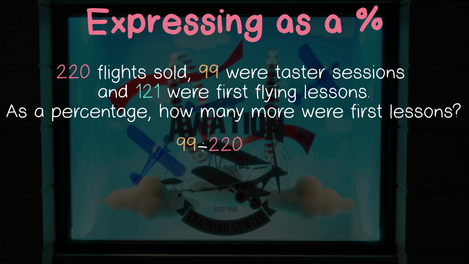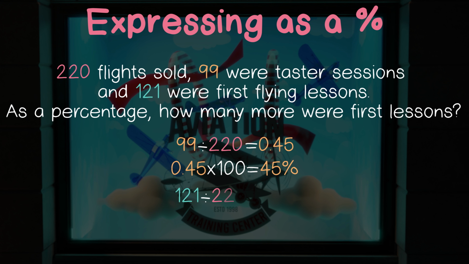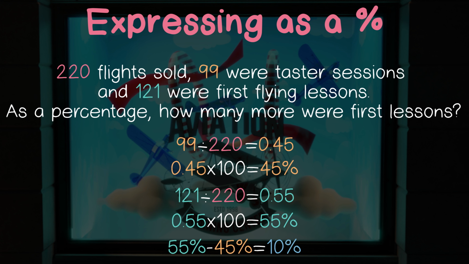99 divided by 220, so the value we have, divided by our maximum or our target value, equals 0.45. This then multiplied by 100 gives us 45%, and then 121 divided by 220 equals 0.55 multiplied by 100, 55%. And I could have just subtracted 45 from 100 to get 55, but for the sake of showing the technique, I did it again instead. Now we just need to know the difference between our two percentages to see how many more were in the second group. 55% minus 45% is 10%, so 10% more of the students were first lesson sessions.